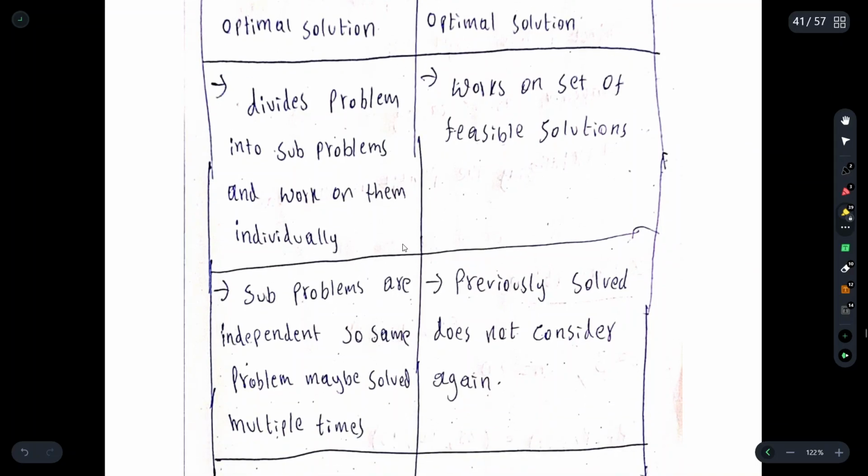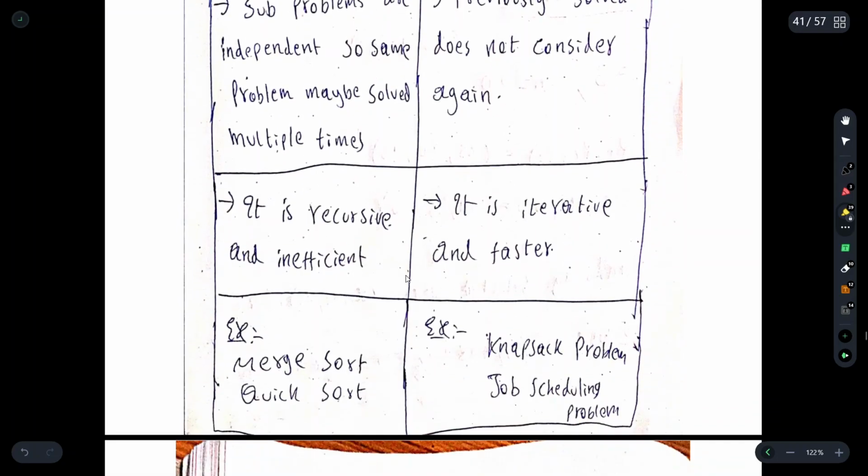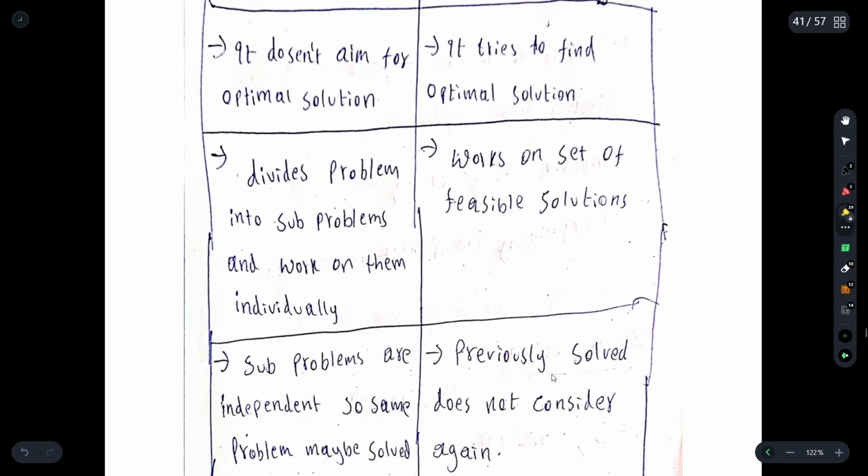So the subproblems are independent, so the same problem may be solved multiple times. In greedy, a previously solved problem isn't considered again. So divide and conquer is recursive and inefficient, while greedy is iterative and faster. Examples are merge sort and quick sort for divide and conquer, and the knapsack problem and job scheduling for greedy. So these are the differences.